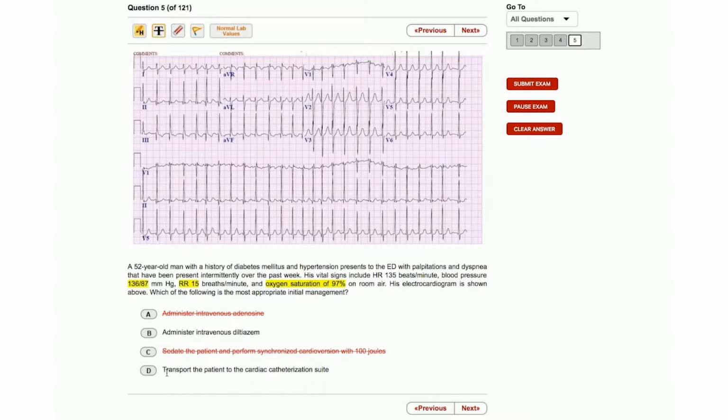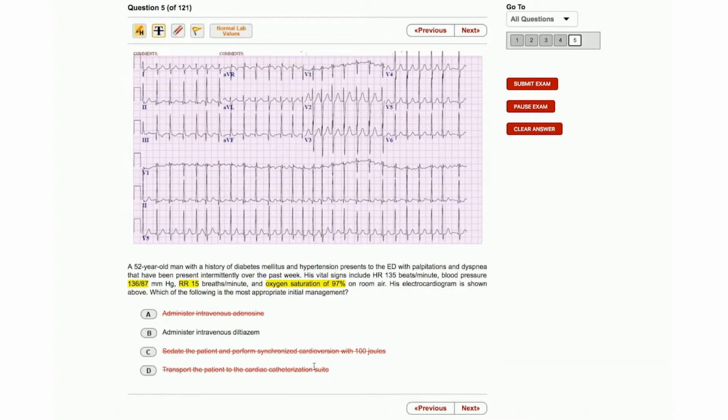Transport the patient to the cardiac catheterization suite, answer choice D. Well, if this patient had signs of acute ischemia due to ST elevation, which we do not see in this ECG at this time, that might apply. He may have some demand ischemia given the elevated heart rate and known coronary risk factors here. However, for this question, it is not the most appropriate initial management at this time. So let's X that out.